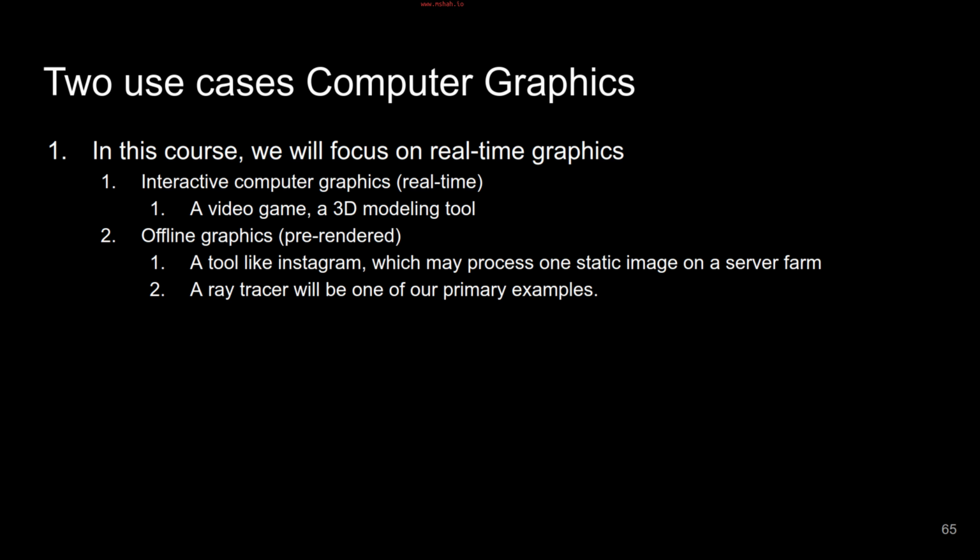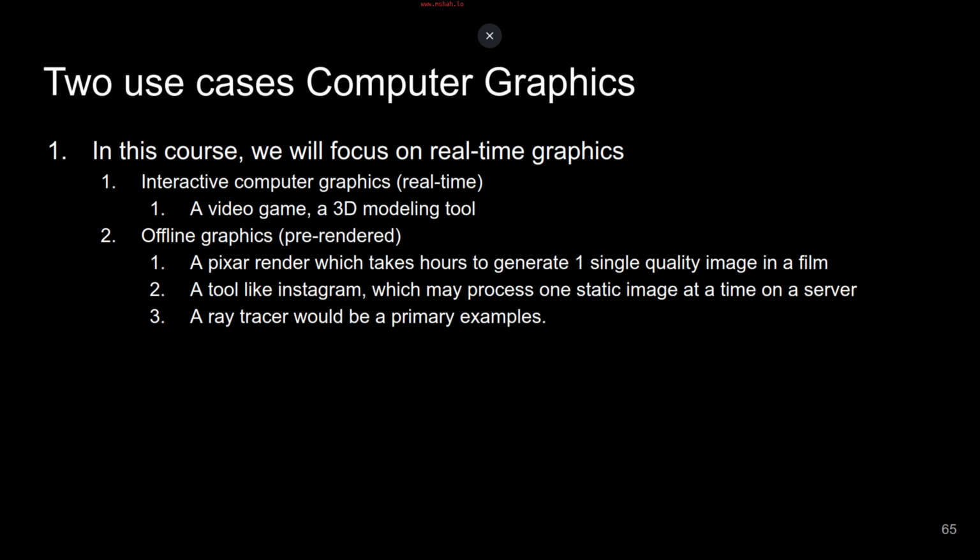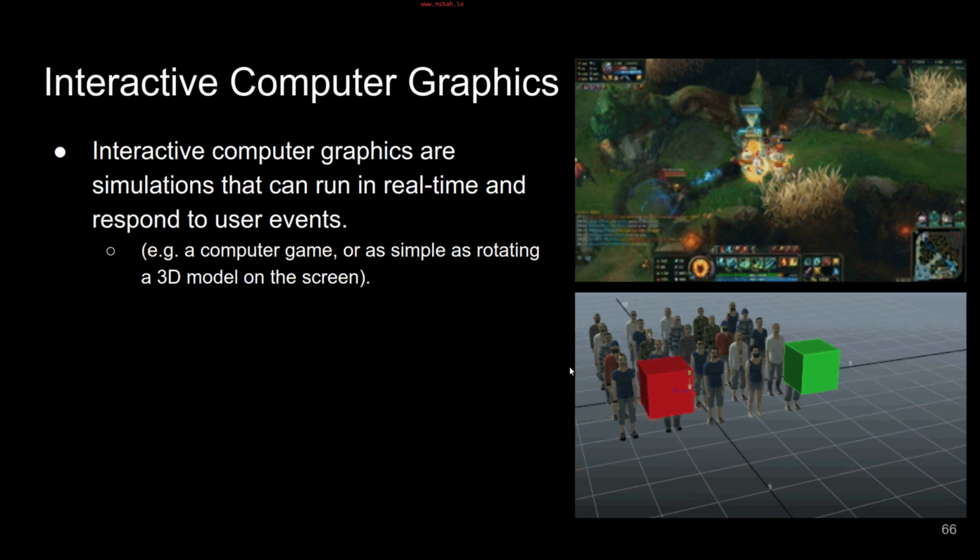Or whether or not it's happening on a server farm. Or a Pixar film, where you're spending multiple hours just generating one single image that's going to be shown in a film that consists of thousands of images. Okay, that's what offline graphics is. So something that's already pre-rendered. Okay, so here's the example there.